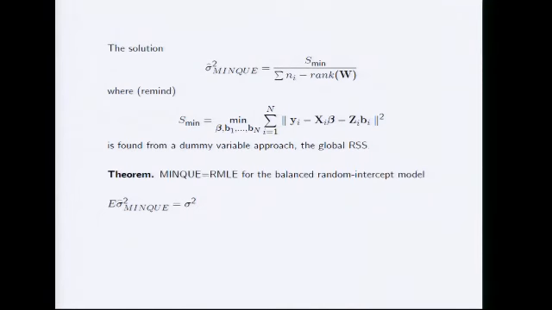More than that, you can prove that the variance of mean Q is equal to the variance of restricted maximum likelihood for the balanced random intercept model. So this is the connection between why we use restricted maximum likelihood, because it is actually the mean Q estimator for the balanced model.